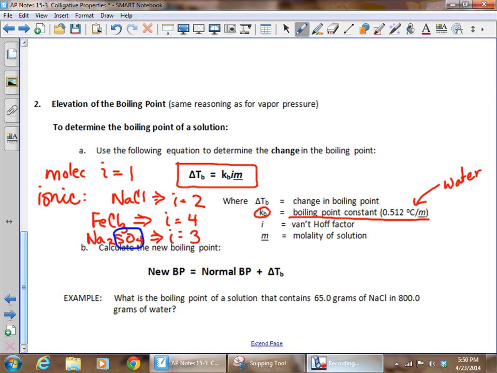And in general, for a molecular compound, they could give us all kinds of different molecular compounds we've never heard of. So if they give you a molecular compound that you cannot write a formula for, and you can't tell if it's got metal plus non-metal and it's ionic or not, then it's going to be molecular and its i value is going to be 1. So just remember that.